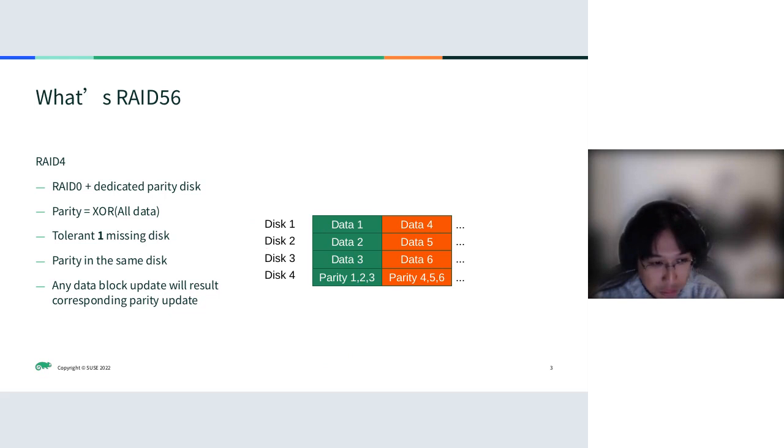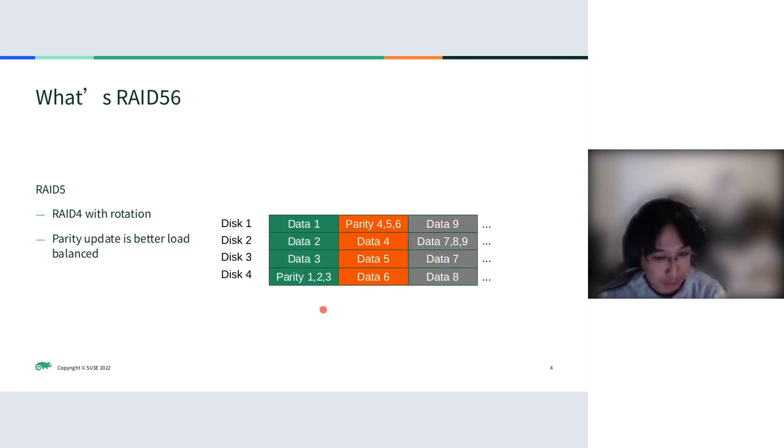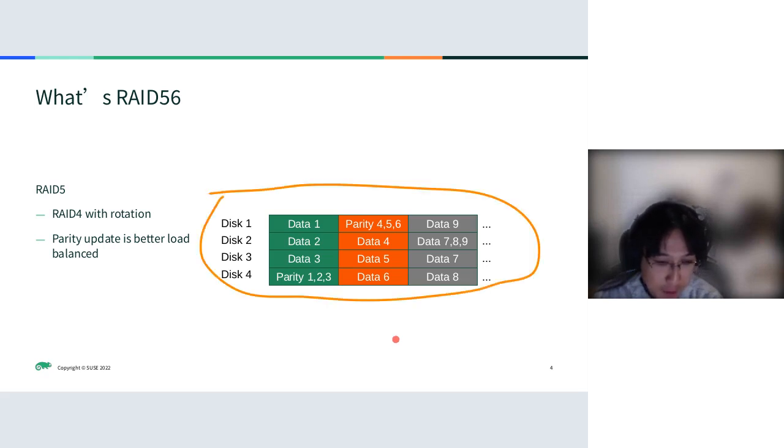Then we have RAID5, which can be considered an improved RAID4. The improvement comes from rotation. In fact, this is a Btrfs RAID5 because it uses a certain rotation algorithm. For example, for this part, it's the same as RAID4. And for the next part, we rotate the sequence by one.